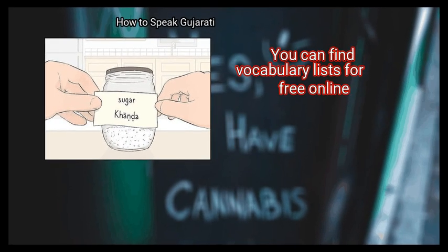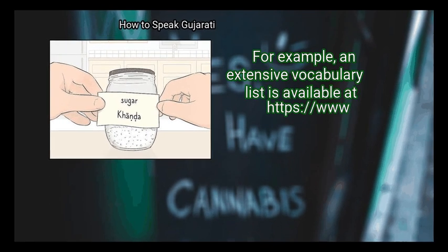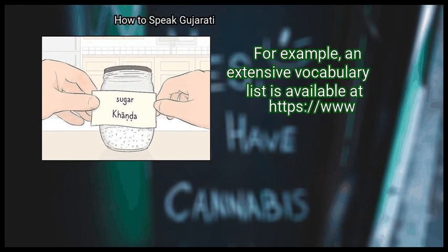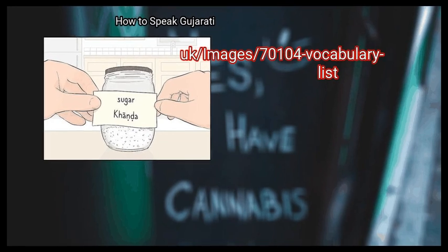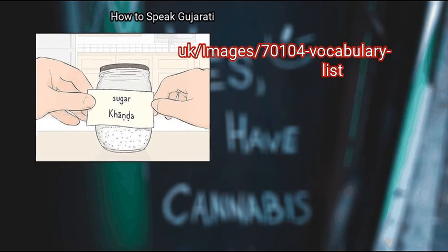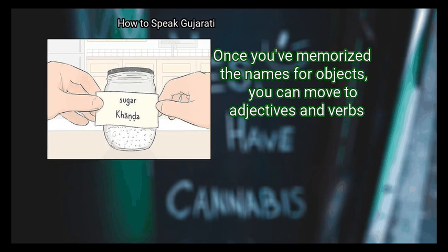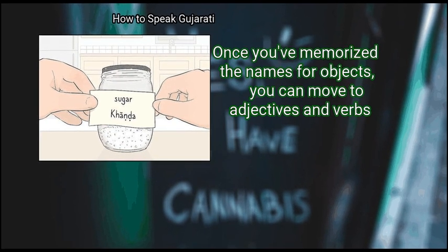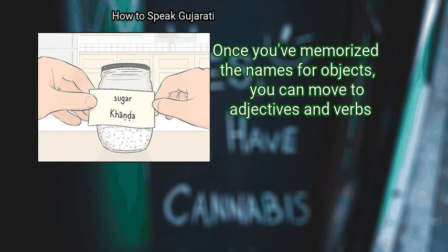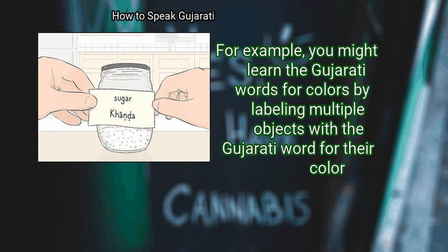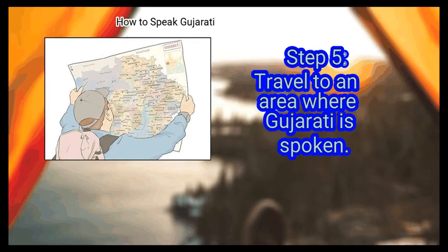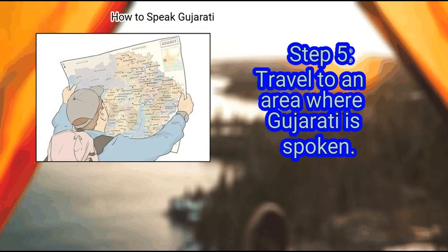You can find vocabulary lists for free online. For example, an extensive vocabulary list is available at https://www.ukvocab.com/images/70104 vocabulary list. Once you've memorized the names for objects, you can move to adjectives and verbs. For example, you might learn the Gujarati words for colors by labeling multiple objects with the Gujarati word for their color.